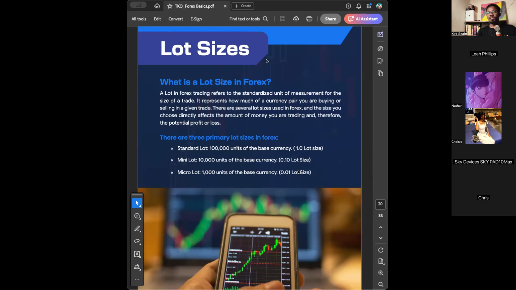If you're writing for your notes, a micro lot, 0.01, is worth 10 cents. A mini lot is 0.10, and that is worth $1. And then the standard lot is 1.0, and the dollar value for that is $10. So here's what that's going to look like.